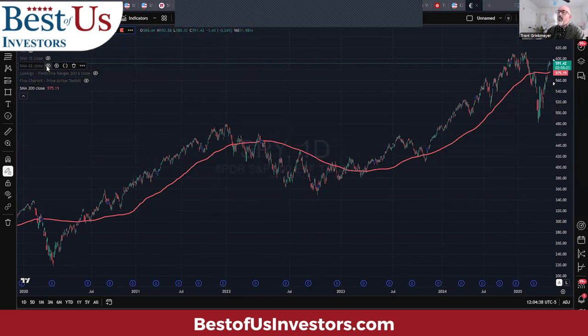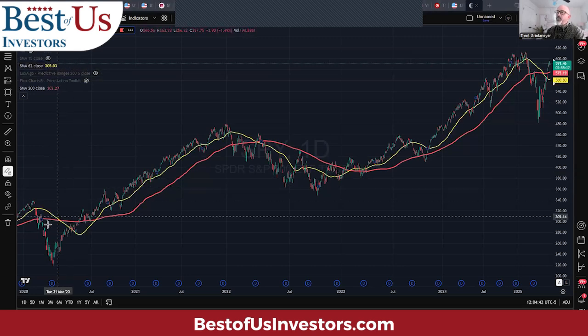I then add, in my case, the 62-day moving average. And that is the yellow line here. Why the 62, you may ask? Why not the 50 or why not the 20 or the 9?